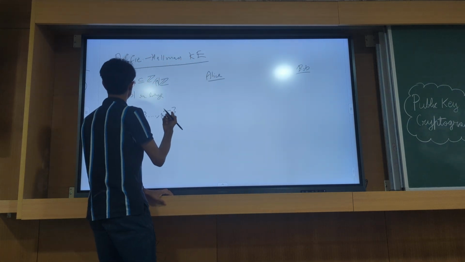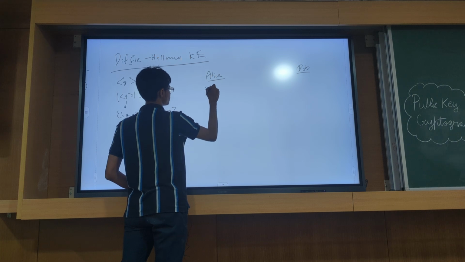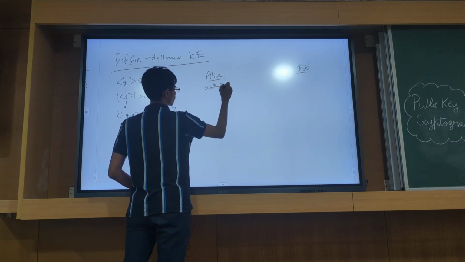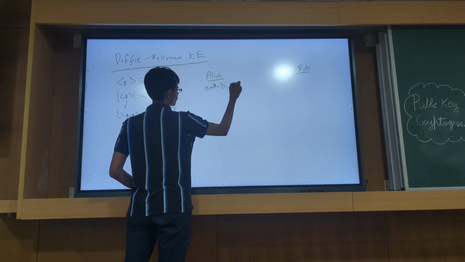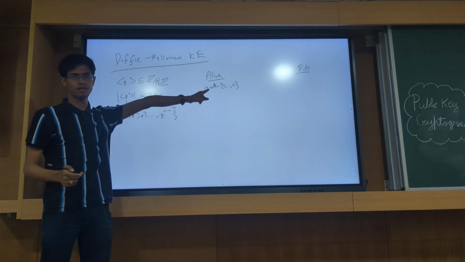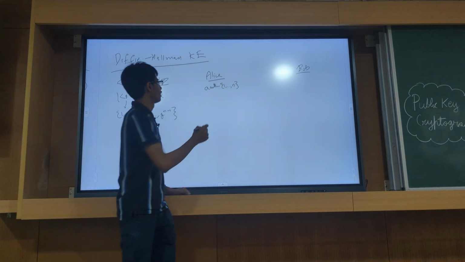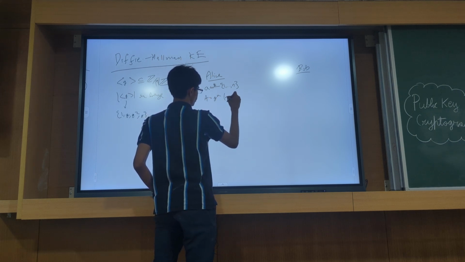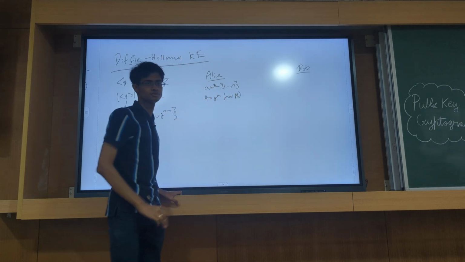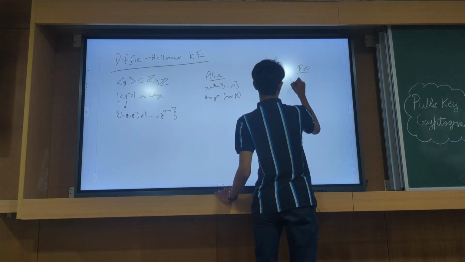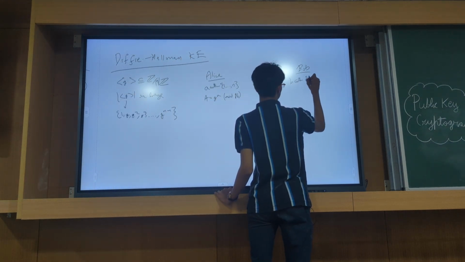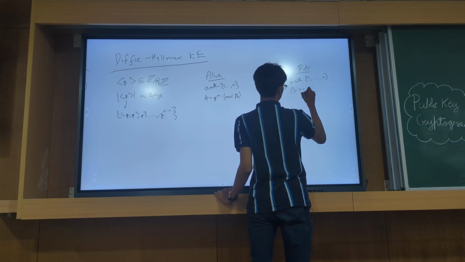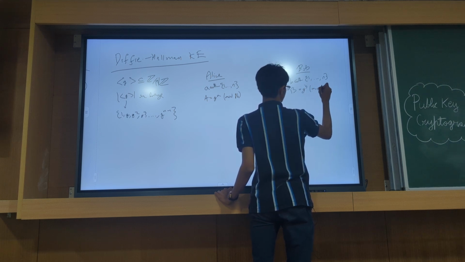Alice is going to sample a random exponent a from 1 to n, and she is going to compute capital A, which is g to the power a mod n. Okay. And Bob is going to do the same thing. So Bob is also going to sample a random exponent b and calculate capital B, g to the power b mod n.